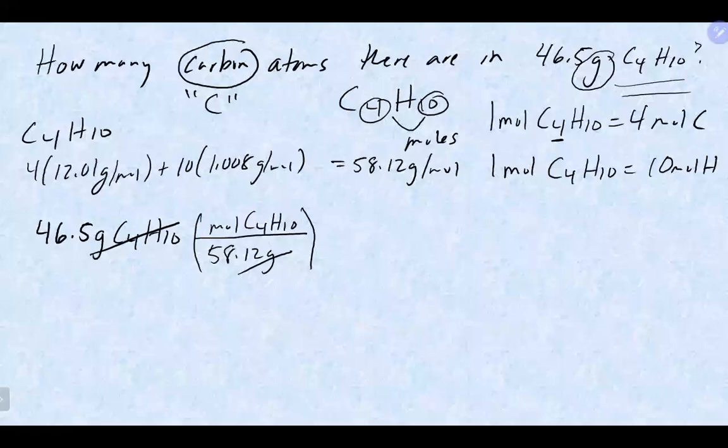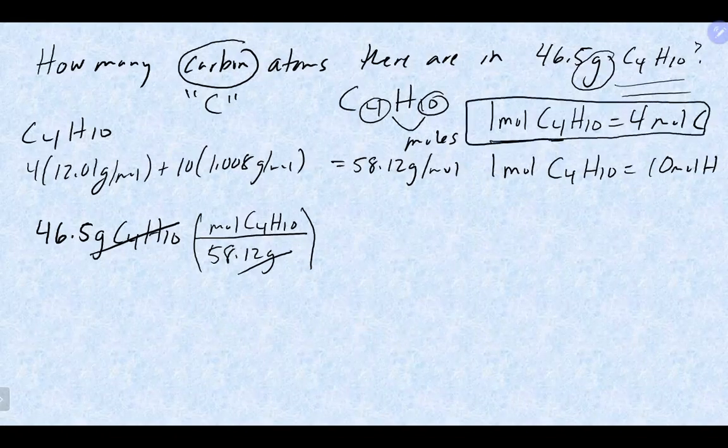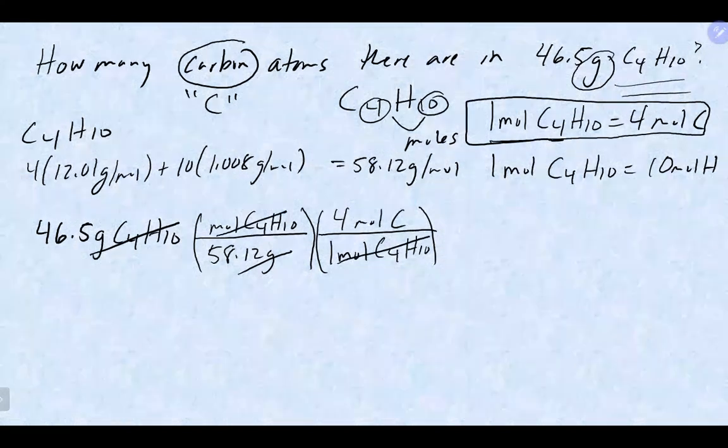Because now I can use my relationship here that I got from the actual formula and go from moles of the entire thing to moles of just carbon in this case. And that's what I would do next. I would take the moles of the entire thing, which is from the formula, 1 mole of the entire thing is equal to 4 moles of just carbon. At this point, if I cancel out the moles of the entire thing, I am in moles of just carbon. I'm almost to where I need, right?